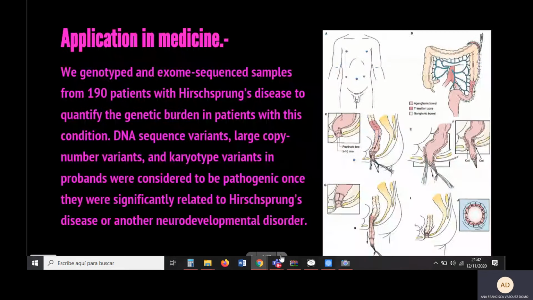Application in medicine. We genotyped and exome sequenced samples from 190 patients with Hirschsprung disease to quantify the genetic burden in patients with this condition. DNA sequence variants, large copy number variants, and karyotype variants in probands were considered to be pathogenic once they were significantly associated with Hirschsprung disease or another neurodevelopmental disorder.